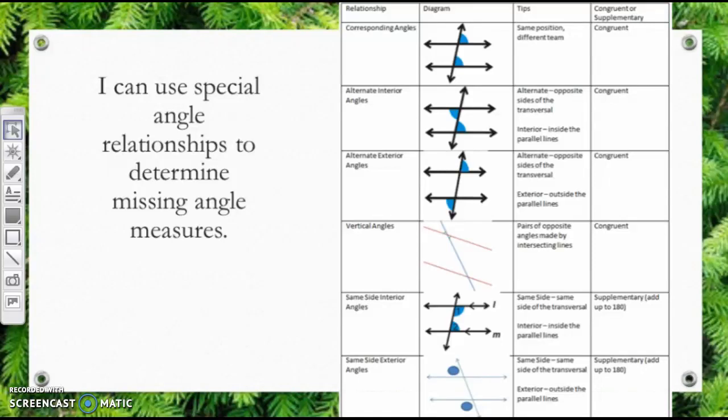So the first thing you need to know for your Unit 5 test is how to use special angle relationships to determine missing angle measures. Just as a quick reminder, these are all the angle relationships we talked about.